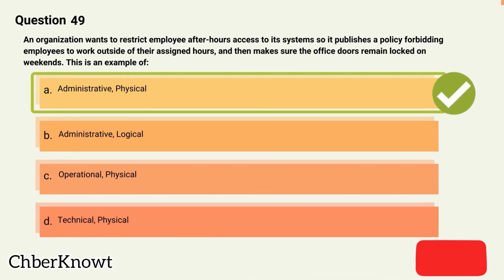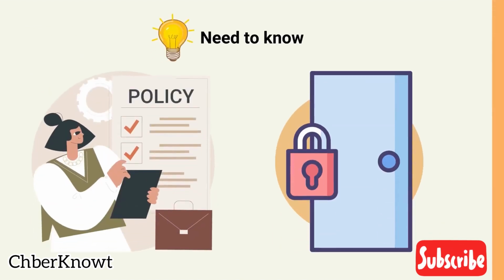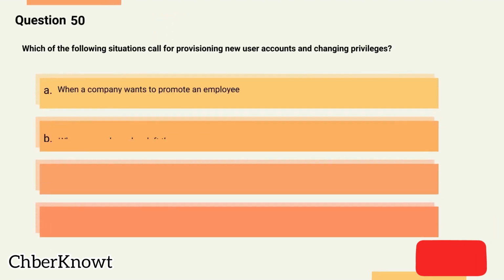Administrative, physical. Explanation. In the scenario, the organization is implementing a physical control by locking the office doors on weekends to prevent unauthorized access to its systems. By implementing a combination of administrative and physical controls, the organization can effectively reduce the risk of unauthorized access to its systems after hours. Question 50.